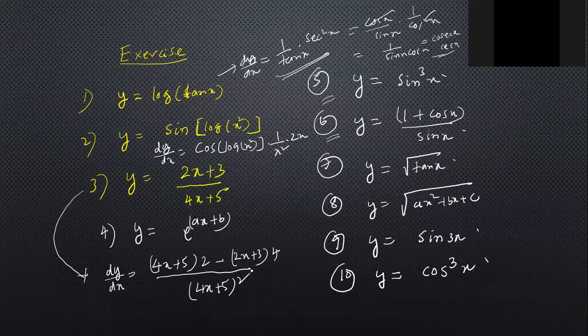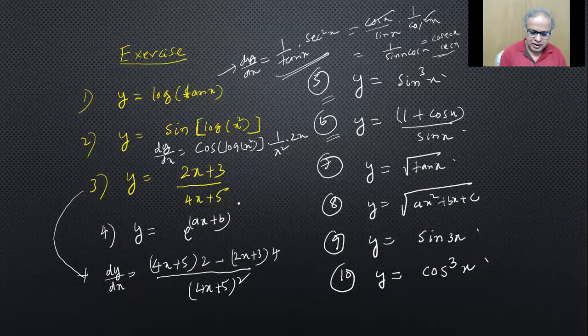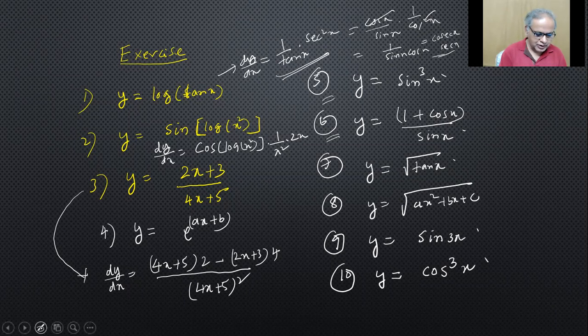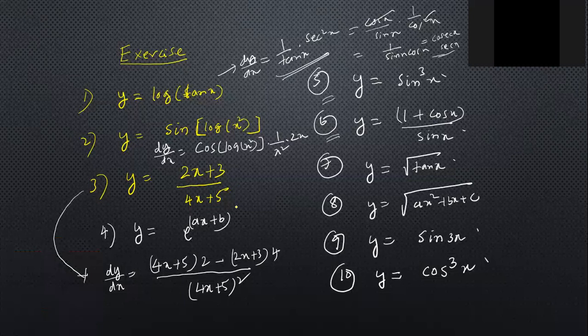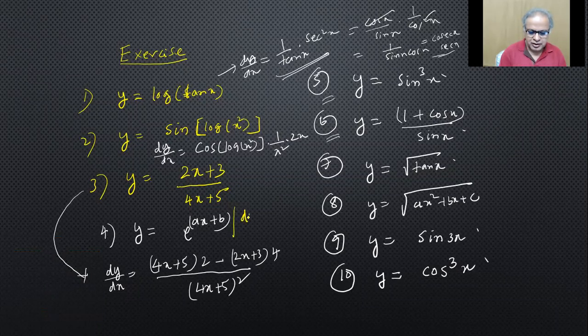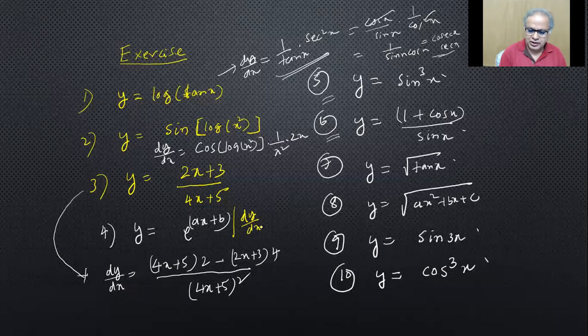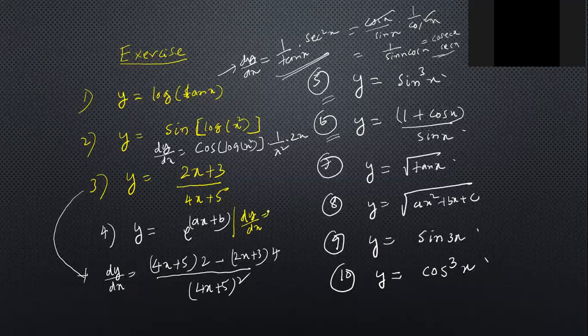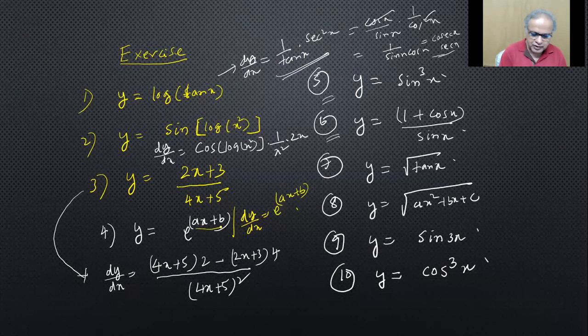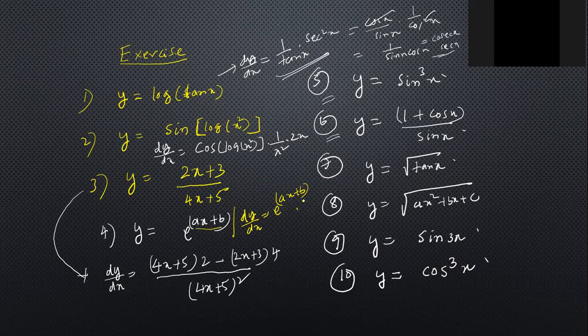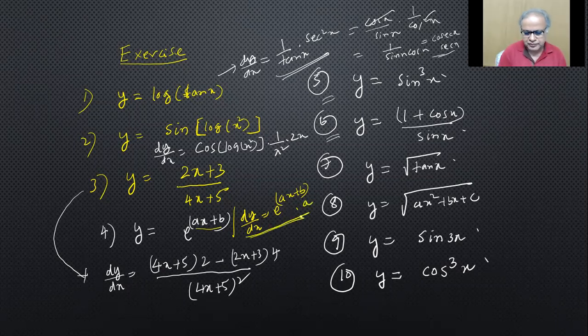The answer for the fourth one, e power ax plus b. Just a minute, I'll write for you. For this, tell me dy by dx equals, who is telling this? Sai Ganesh, tell me. The derivative of e power ax plus b is e power ax plus b itself, sir, into the derivative of ax plus b. The derivative of ax plus b is a. That's over. Nice.